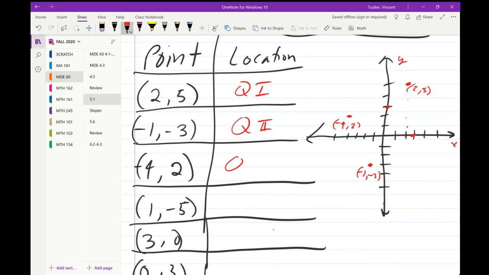Oh, hold on. I put quadrant 2. I meant this quadrant 3. Sorry, y'all. This is quadrant 3 here. I made a mistake and wrote quadrant 2. Now, (-4, 2) puts me in quadrant 2. So that was my fault.